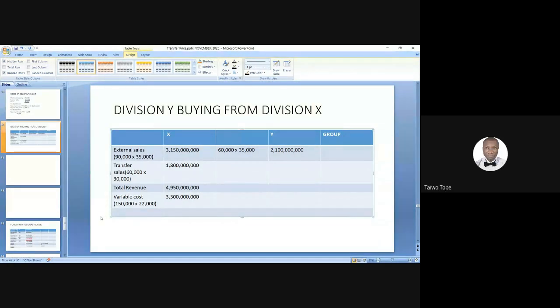So now, what else do we need to do? Do we have fixed costs? Yes, sir. The value of fixed cost is what? 1,080,000. It's 1 billion, sorry, 1 billion and 80 million. Okay, good.